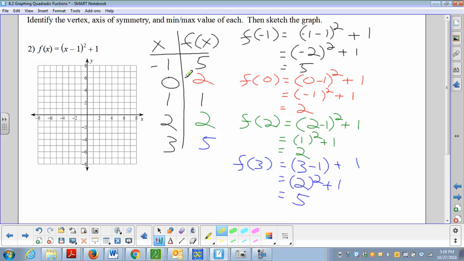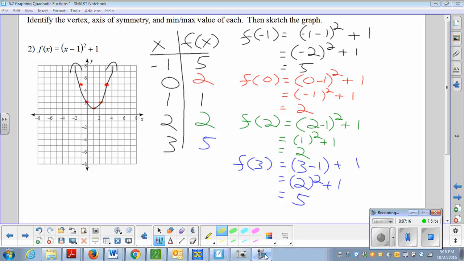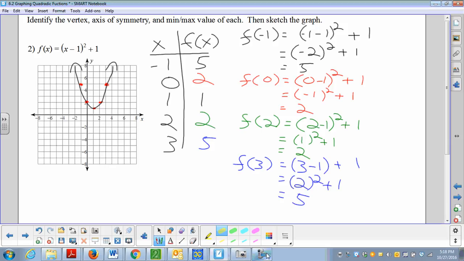Okay, now that I have all my points here, I'm going to go ahead and plot those points. And you can just about see the U taking shape right now. So now I draw my line through those points, and I have my quadratic function graphed. Okay, let's take a look at another example.